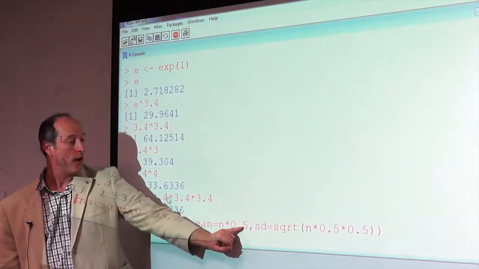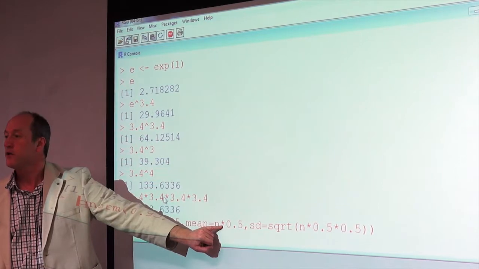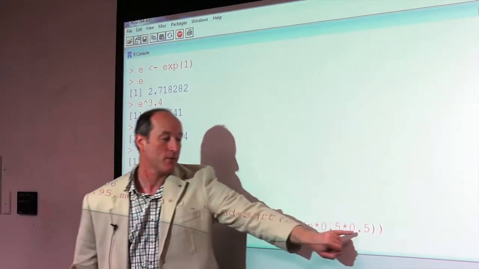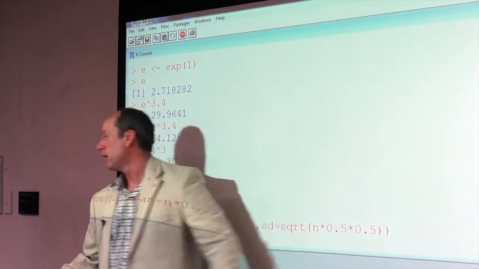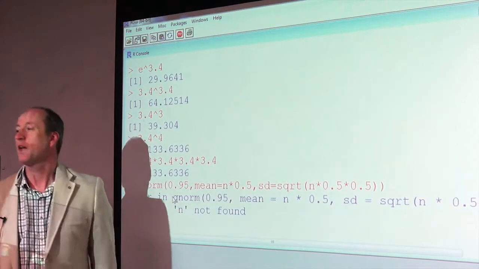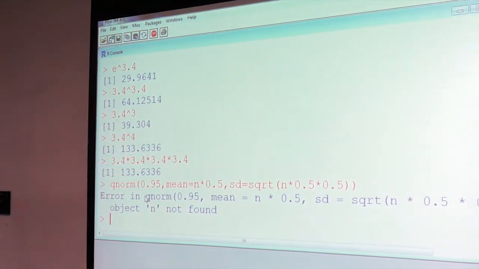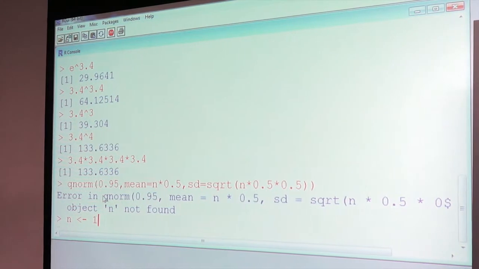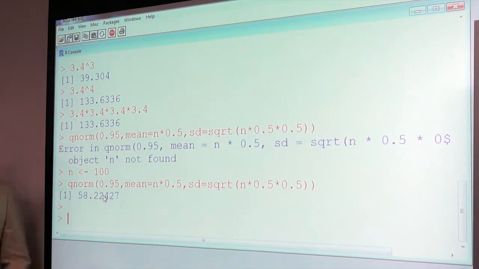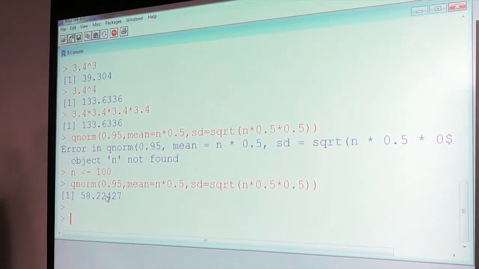qnorm 0.95, mean equals n times 0.5. Why is that? That's because that's the mean of my distribution. Where's the standard deviation from? That's the square root of n times p times (1 minus p), which is 0.5. This will fail because I haven't told it what the sample size is. So we'll have a guess. 58.22. So there's my test. If my observation exceeds 58.22, I will reject my null hypothesis.